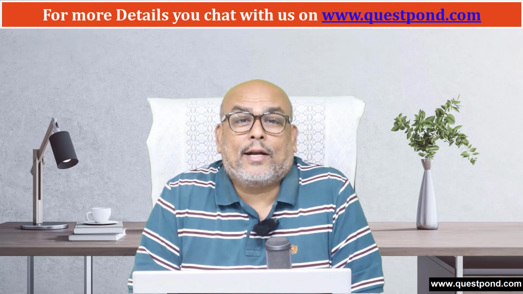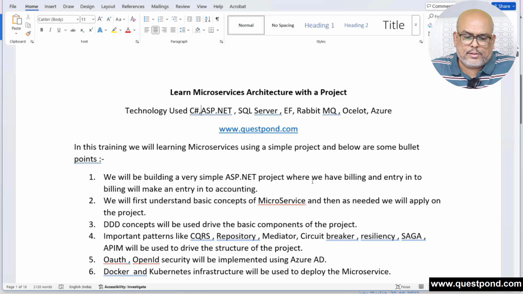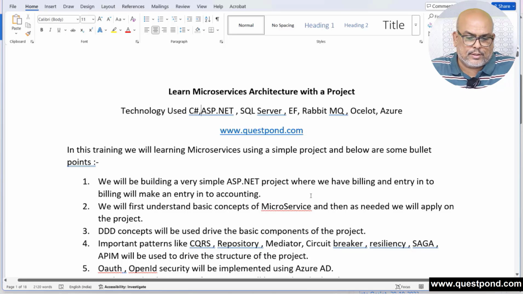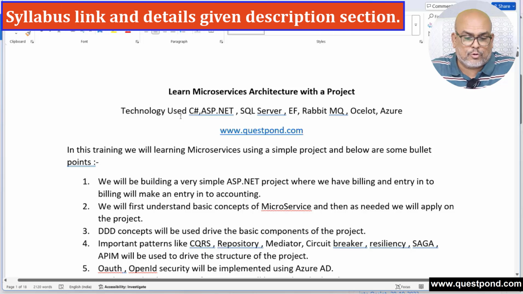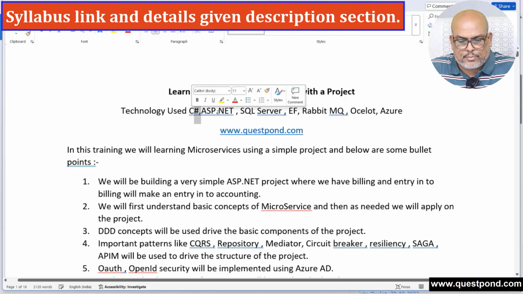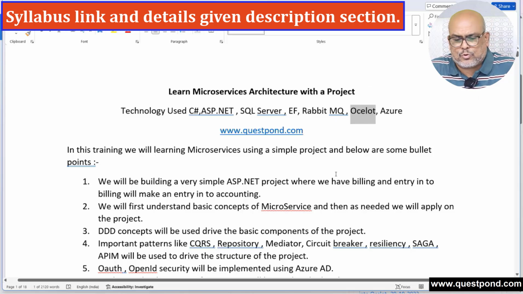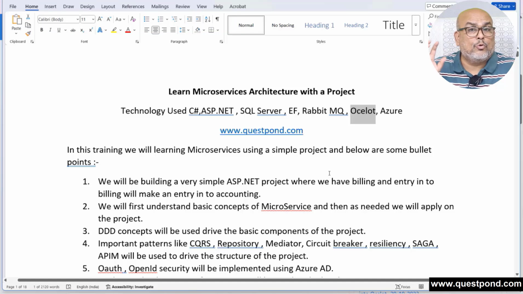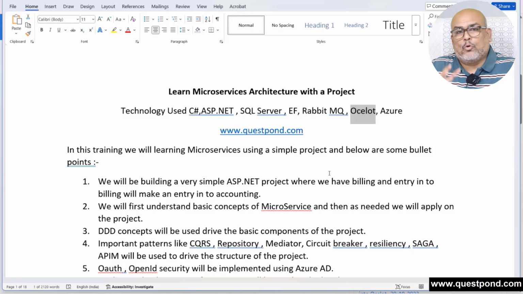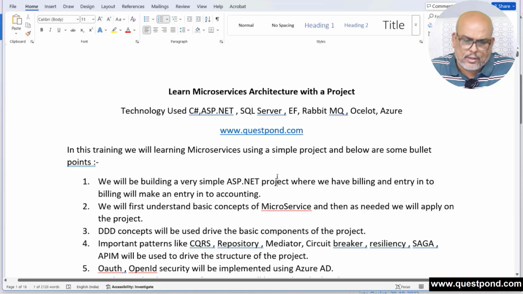So let us go ahead and look at the syllabus. Here is the syllabus of microservices. The technology I'll be using here is C#, ASP.NET, SQL Server, Entity Framework, RabbitMQ to talk in between, Azure for security, and Ocelot for APIM. So the technology is broadly Microsoft based. But if somebody is from Java, when he looks at these videos, he would get a very good idea of how to map to the other technologies as well. The coding, however, I'll be showing in Microsoft technologies only.